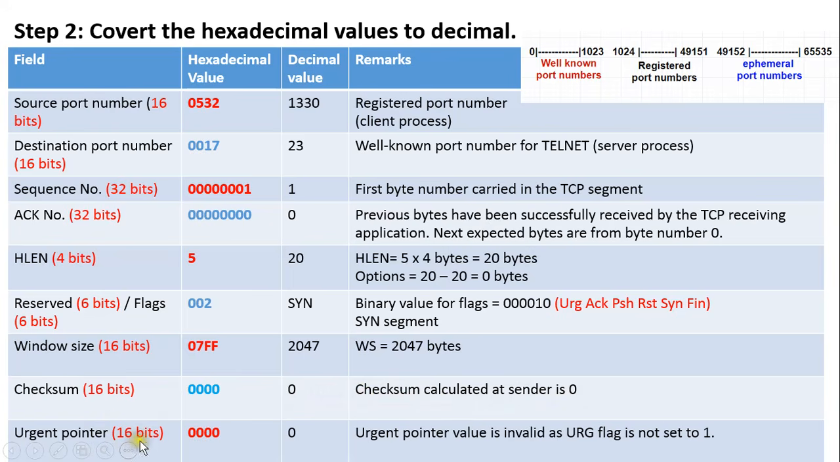The urgent pointer field is 16 bits. Its hexadecimal value is 0000. Its corresponding decimal value is 0. Here the urgent pointer is invalid, as the urgent flag is not set to 1. It is set to 0 over here. Urgent flag bit is 0 over here. So urgent pointer is not in use. So whatever value will be there in the urgent pointer field, that will be invalid, as the urgent flag is not set to 1. Now this completes the example.